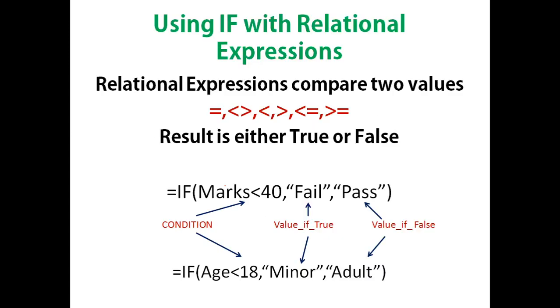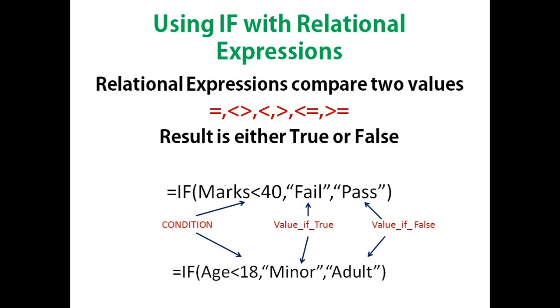This is how it is used with relational expressions. As you know, relational expressions compare two values using the different comparison operators. So that's an example: if marks less than 40, fail, comma, pass. The first one is the condition, that is marks less than 40, which is the relational expression. So the if function will check the marks with 40, and if it is less, it will print fail. If it is equal to or greater than 40, it will print pass.